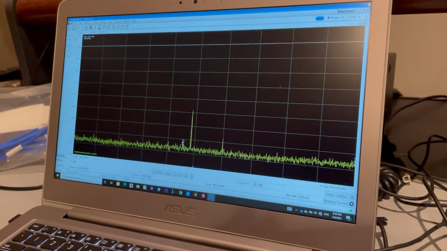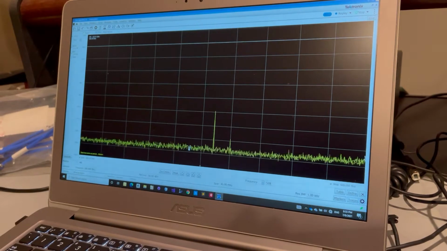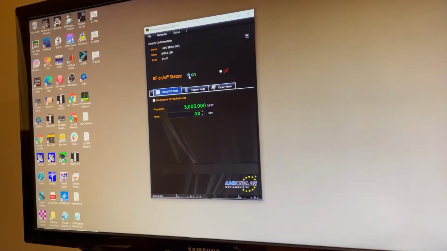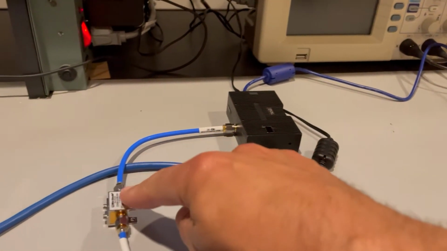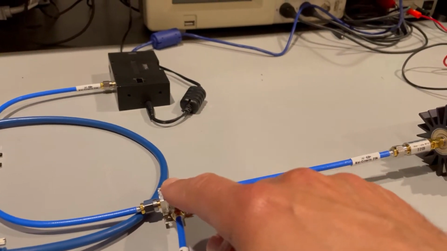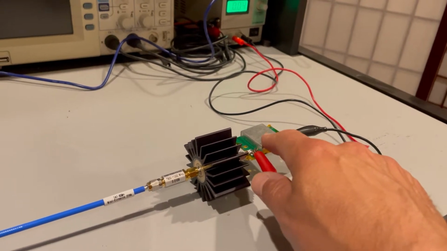And I can spin it around here. So that's doing what you'd expect. So we've got a 5 gig source right here. It goes through a frequency doubler, so that's 10 gig out into the mixer. We've got a 10 gig plus something here.